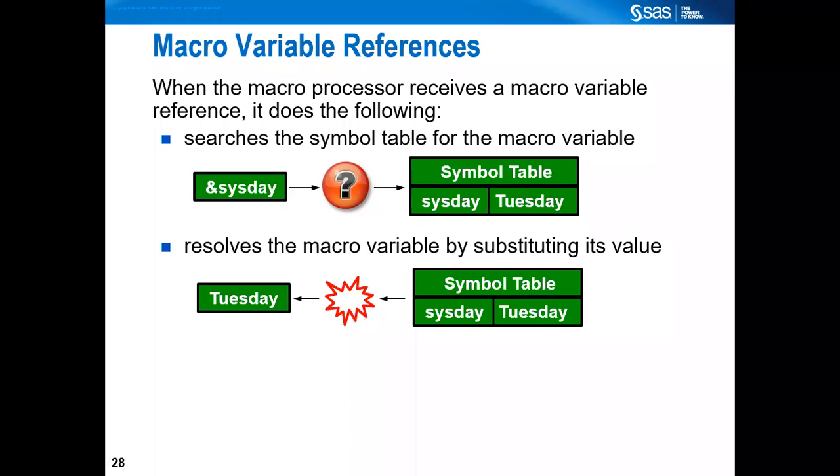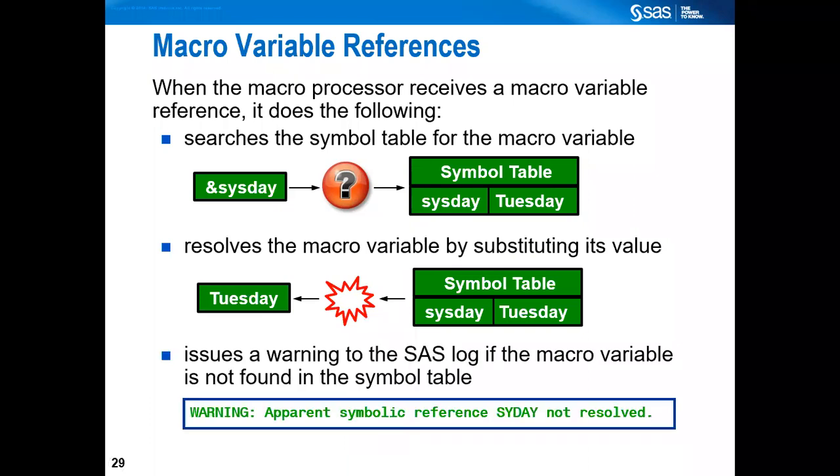It resolves the macro variable by substituting its value, and in case a macro variable value is not found in the global symbol table, it's not an error, but it will send you a warning in the log telling: apparent symbolic reference SYSDAY not found. So see the word, it's not SYSDAY, it's telling SYDAY.